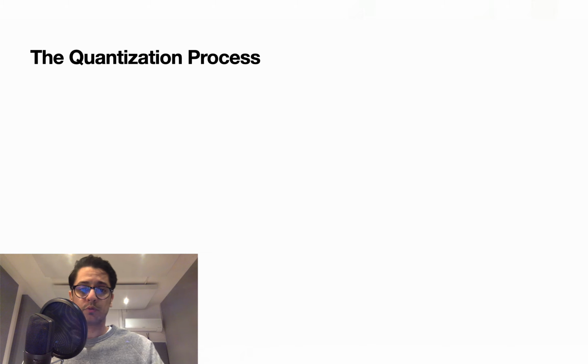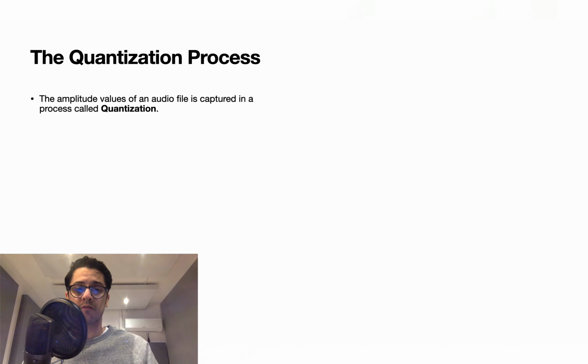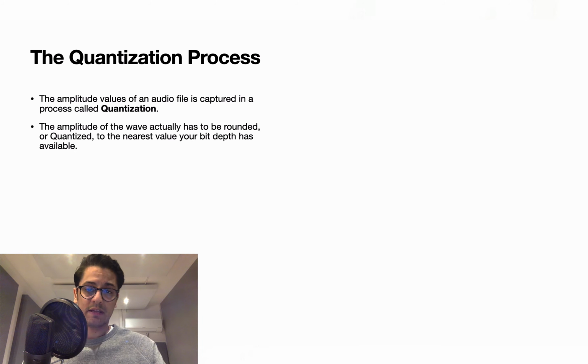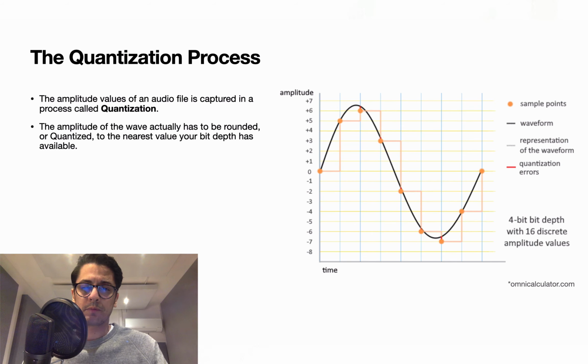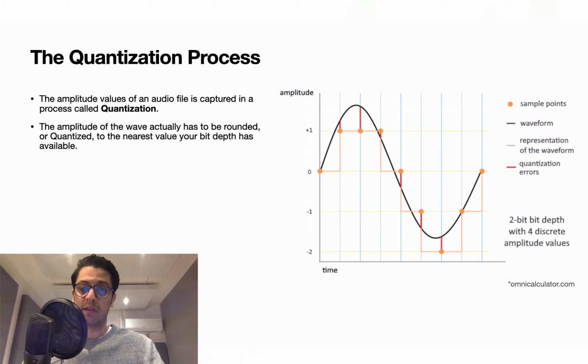Now, this is really important because the amplitude of the wave has to be fully rounded or quantized to the nearest value that your bit depth has available. The range of possible amplitude levels are defined by the bit depth. So let's say hypothetically we had 10 numbers to represent our digital audio. Okay, and it represents, once again, the positive and negative cycles of a wave.